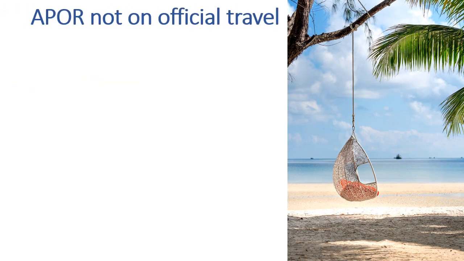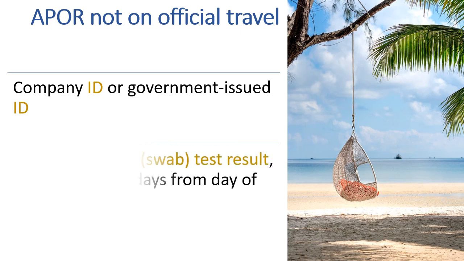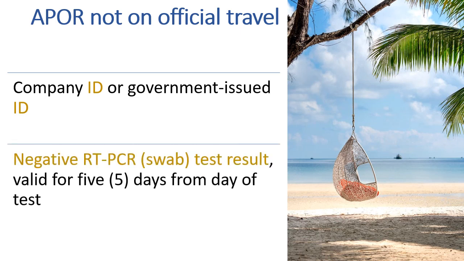There is also a category of APORs that are not on official travel. So for example, if you are an APOR, but you just want to come home or come back to Zamboanga for relaxation and not on official travel, these are the requirements that you should provide. First is a company ID or a government issued ID and a negative RT-PCR swab test result valid for 5 days from the day of testing.